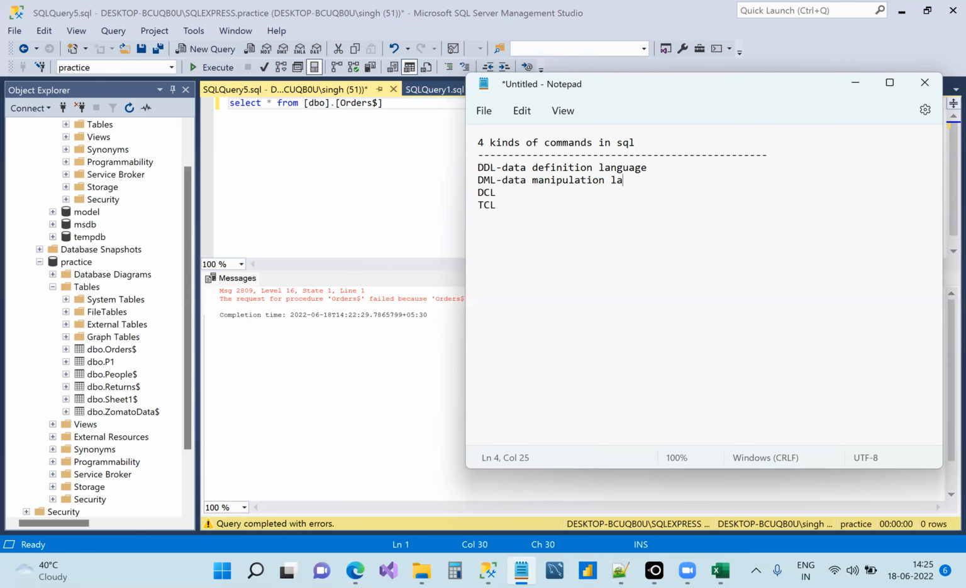Language. Okay. Third. Anyone has any idea? Data cleaning. No. Control. In this we have Data Control Language. So in this we control. Basically, what do we mean by control? It's related to security. Whom we want to give control to do what. Okay.